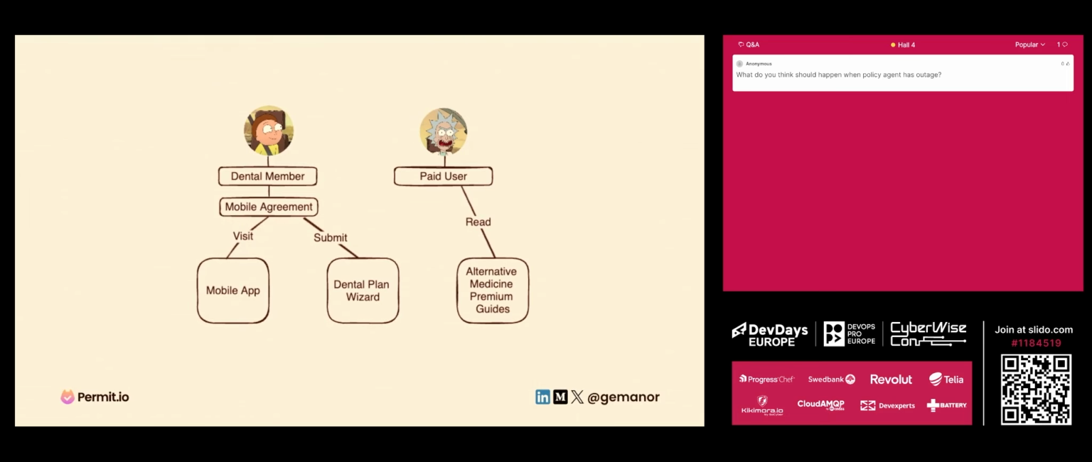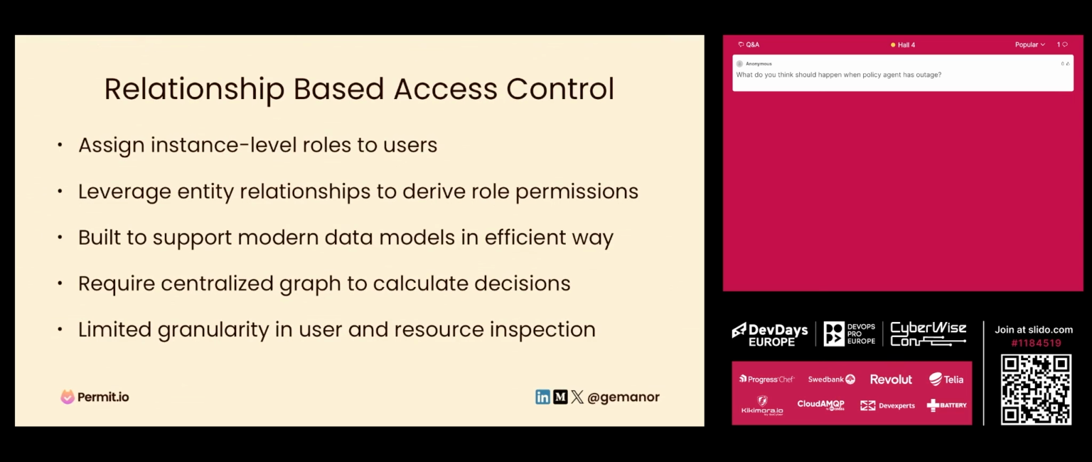This is a very simple example. In a healthcare system, we have Rick and Morty. Rick has dental member and mobile agreement roles, and it gives them some permissions on very specific resources. And we also have Morty that has paid users. But what we have here is not enough in a world full of data, in a world where we want fine-grained permissions. And this is where attribute-based and relationship-based access control get into the picture. Both models also calculate the resources in the way that we are getting a decision. What is relationship-based access control? Every entity in our application has some relationship with something else, right?